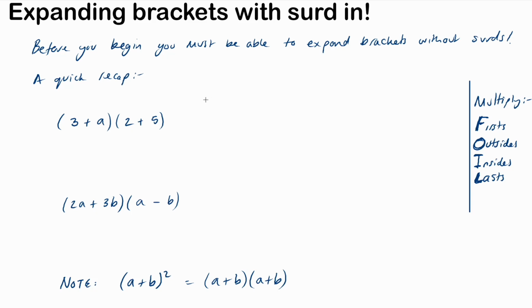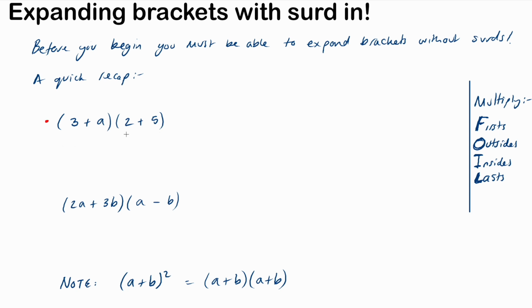Okay, we're really moving forward now, so let's have a look at expanding brackets with surds in them. Now before we start, we must be able to expand normal brackets. Things like we have here, 3 plus a, all multiplied by 2 plus 5.